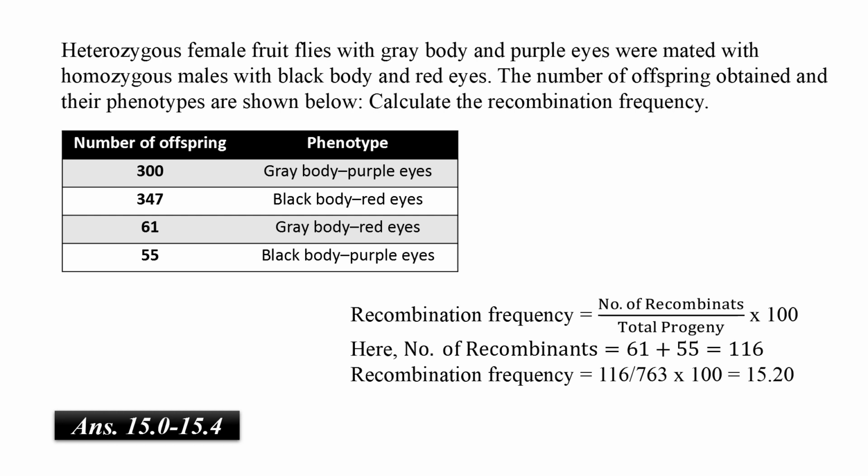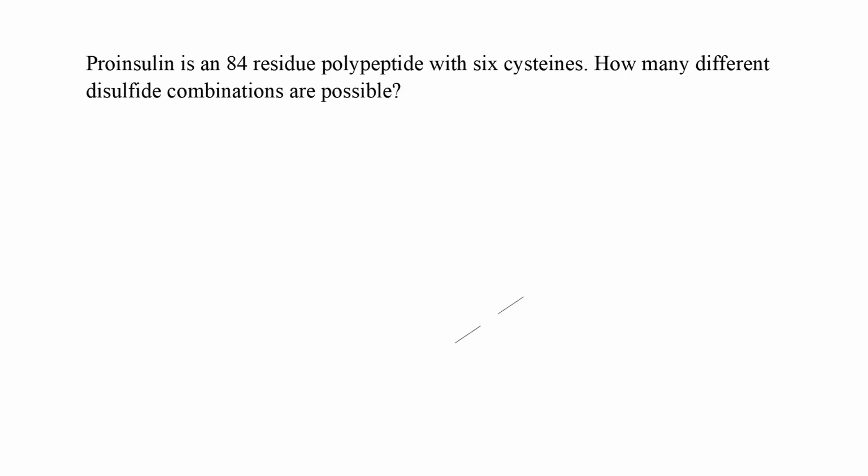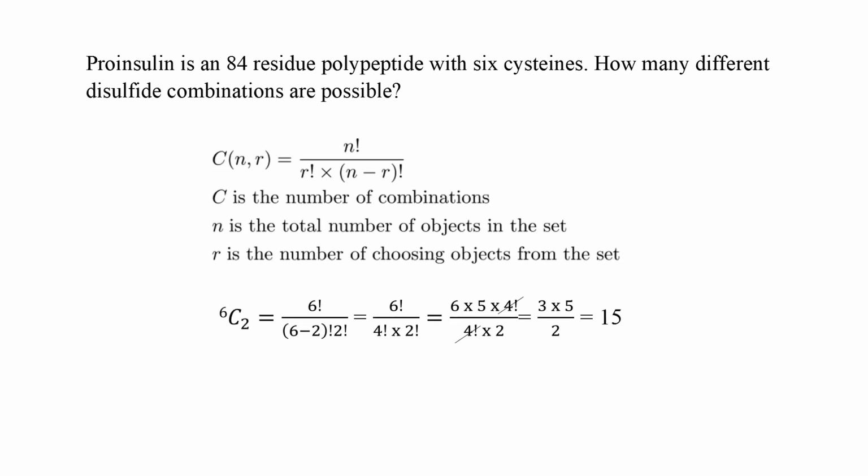Moving on to the next question. Proinsulin is an 84 residue polypeptide with 6 cysteines. How many different disulfide combinations are possible? So any 2 cysteines, if taken together, will form a disulfide bond. So out of 6 cysteines, we have to take any 2, and the number of ways is 6C2. That is 6 factorial divided by 4 factorial into 2 factorial. That comes out to be 15. So the answer here is 15.